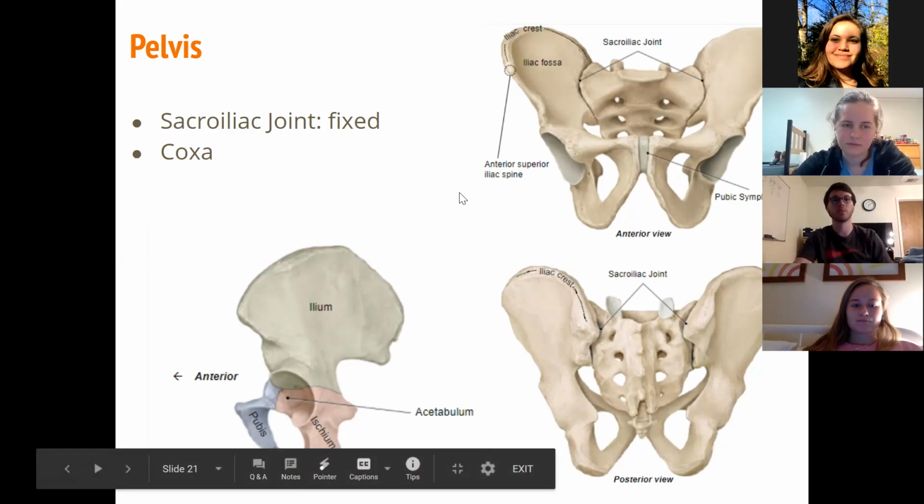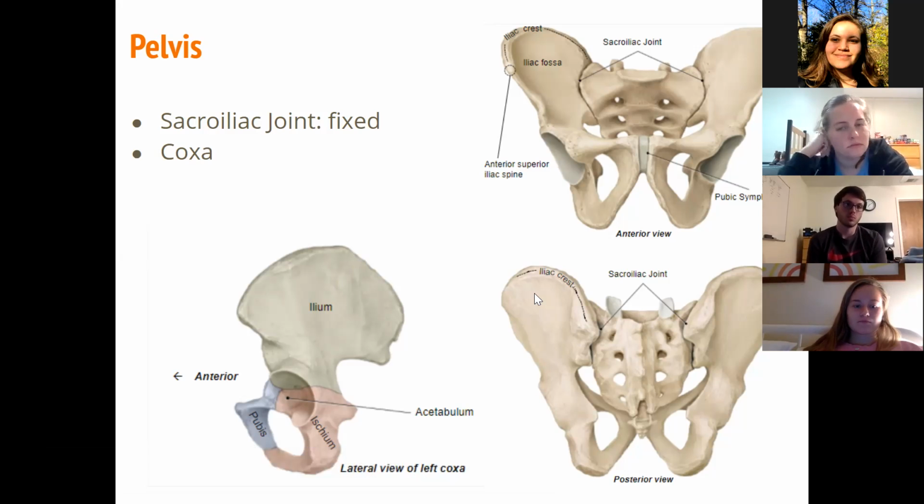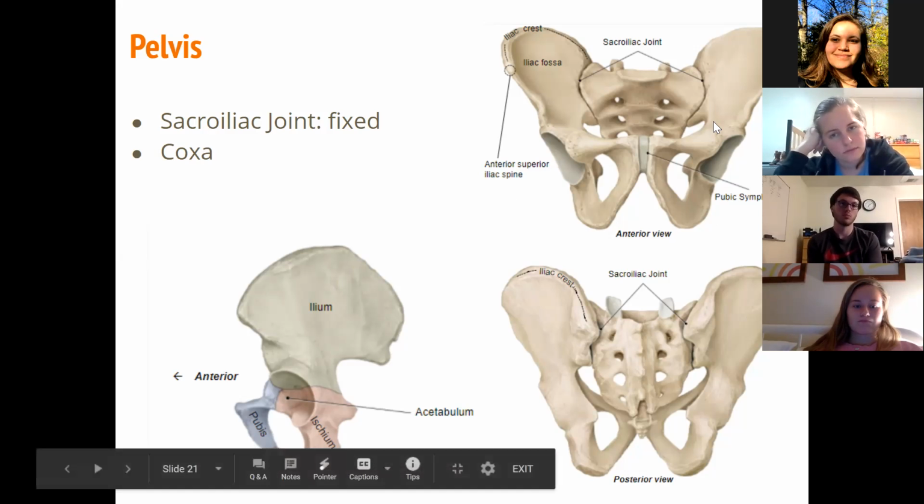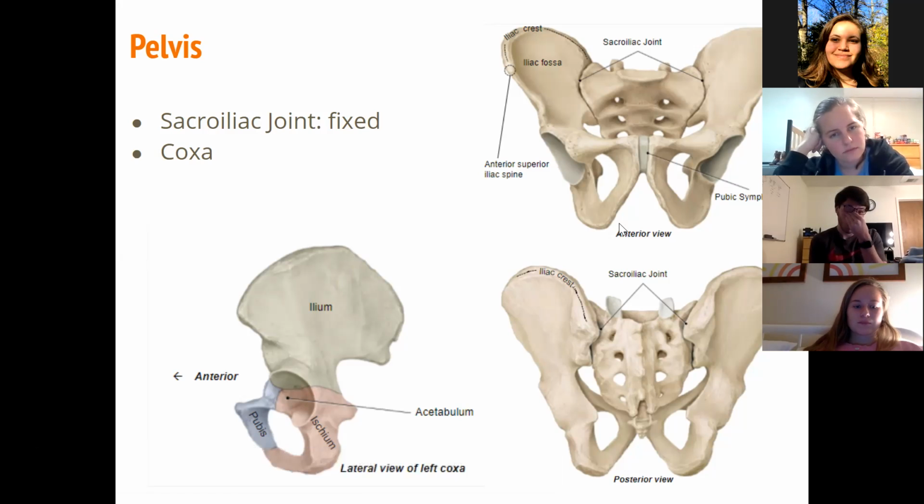And we have this term coxa because we form this joint between these 3 bones, and then these 2 coxa on both sides are then joined by this pubic symphysis. So coxa refers to this combination of these 3 bones, right?